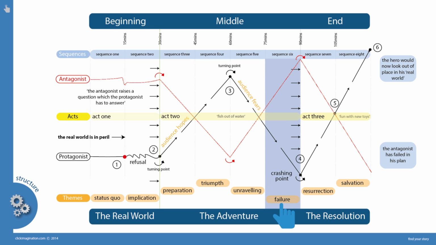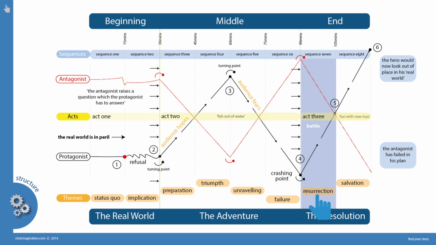Sequence 6 is all about failure. The hero's plan is in tatters. The villain is closer than ever to achieving their objective. In Gladiator, this is where Maximus is betrayed, and Cicero and Proximo are killed. All subplots spiral to their lowest point in this sequence.